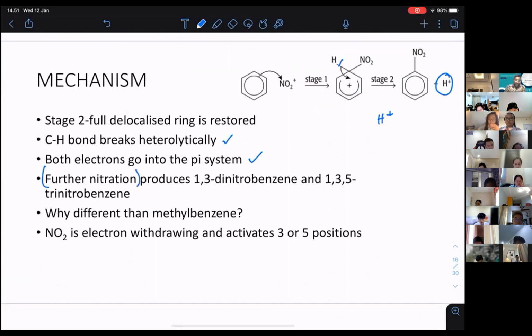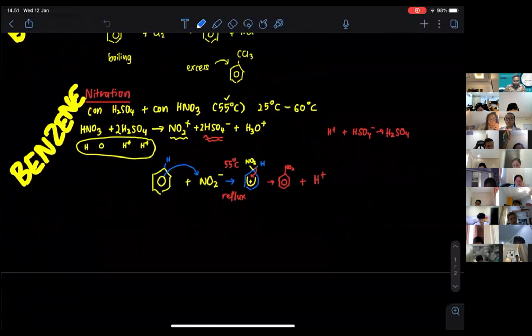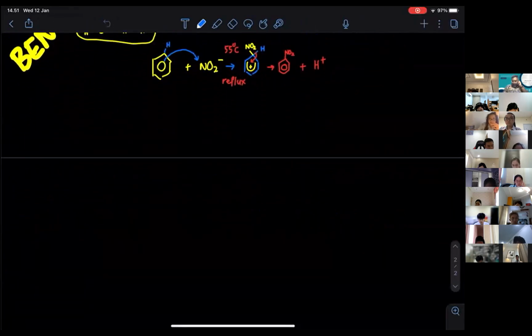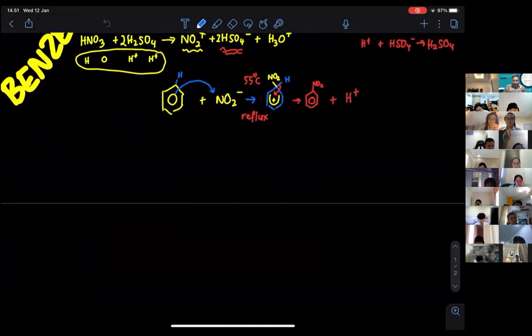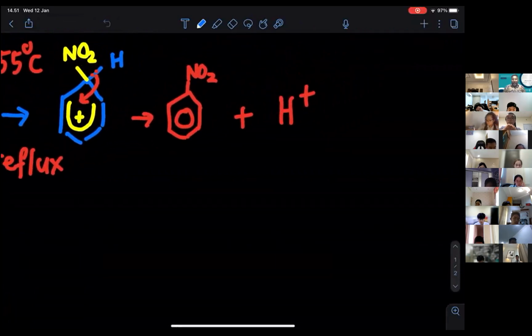I didn't go through further nitration. For further nitration, I will just write down for you. Do remember, this reaction can continue. They don't actually stop over here, because only one is replaced. But we learned earlier that methylbenzene has an electron donating group, so it is going to activate position number 2, 4, and 6.